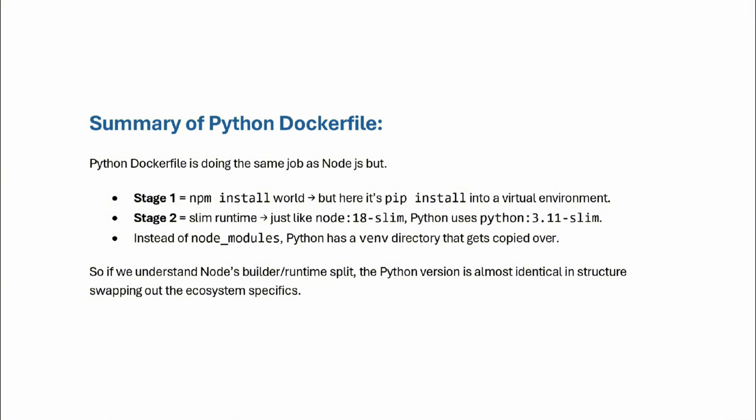Summary of the Python Dockerfile. The Python Dockerfile is doing the same job as Node. In stage 1 it is npm install in Node; in Python it is pip install into a virtual environment. In stage 2, the slim runtime is Node 18 slim, while Python uses 3.11 slim. Instead of node_modules, Python has the venv directory that gets copied over. Both Node.js and Python are similar also because they are both interpreted languages, whereas the languages we discuss later are compiled. That would be a slightly different concept.